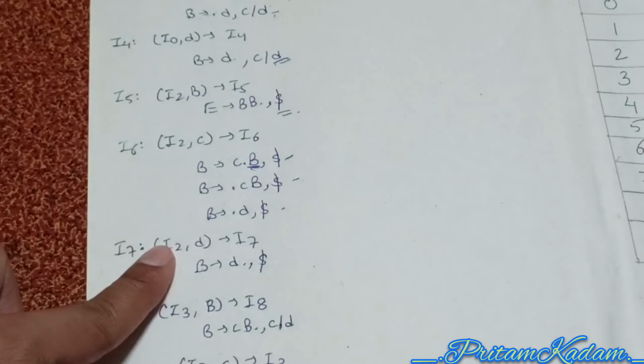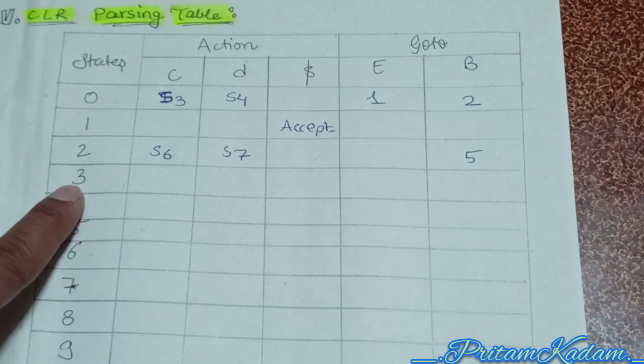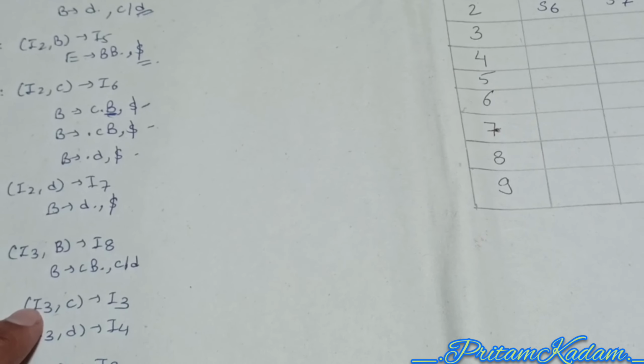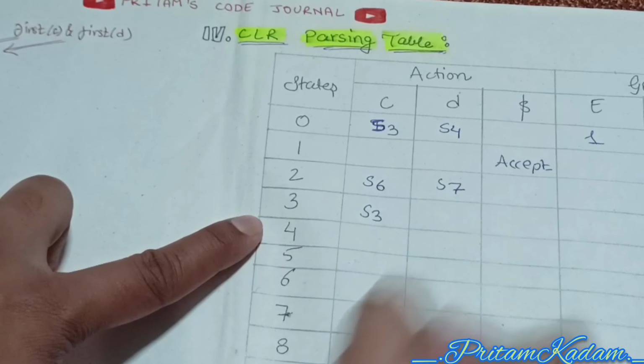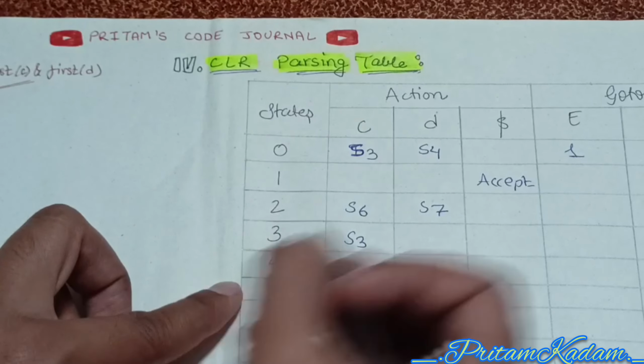Okay. Now I3 on capital B gave me I8 state. Okay. So 3, and under the capital B I will write 8 over here. Okay. So 8. Now let us proceed ahead. So I3 on small c gave me I3. So I will write S3 over here. Okay. And I3 on small d gave me I4. So I will write S4 under this.